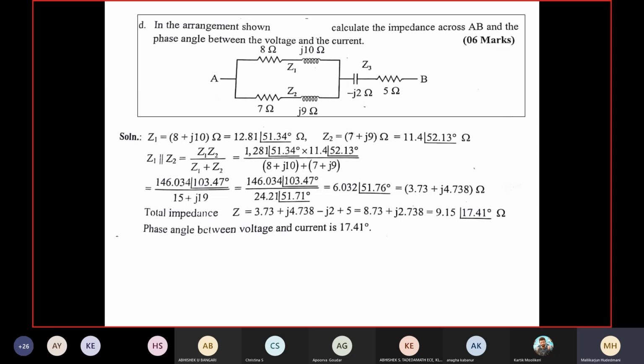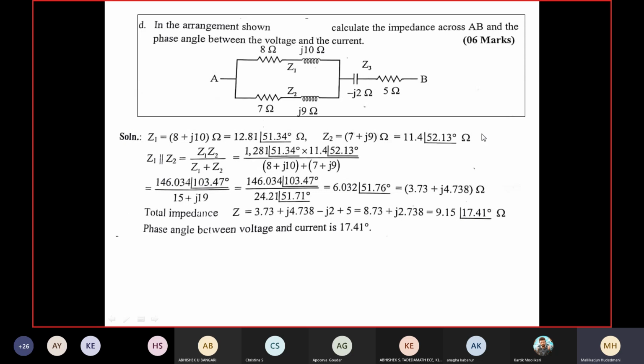Therefore, you have 2 impedances in parallel and 1 impedance in series between points A and B. They are asking us to calculate the net impedance between AB. How do you do it? You have to calculate the parallel impedance as an equivalent value, then take the series combination with the remaining one. That is your final work.